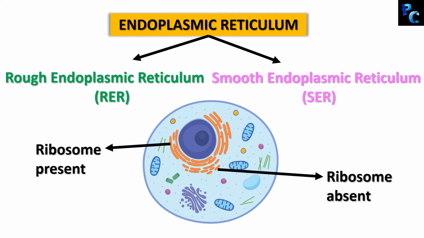So does rough endoplasmic reticulum and smooth endoplasmic reticulum perform the same function? No. RER has ribosomes which help in protein synthesis, and SER is involved with synthesis of fat molecules or lipid.